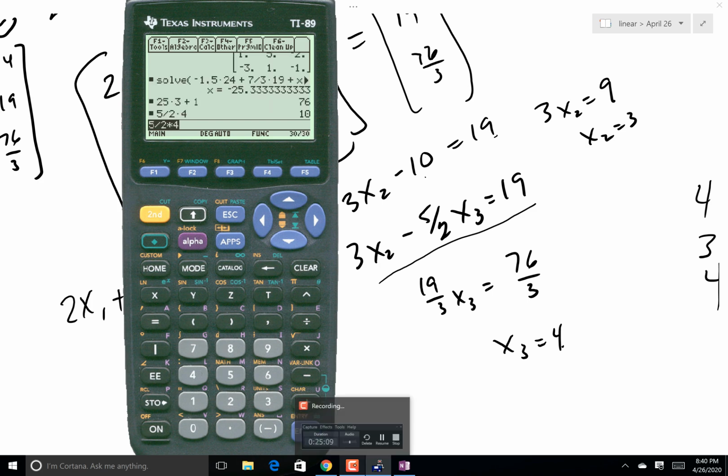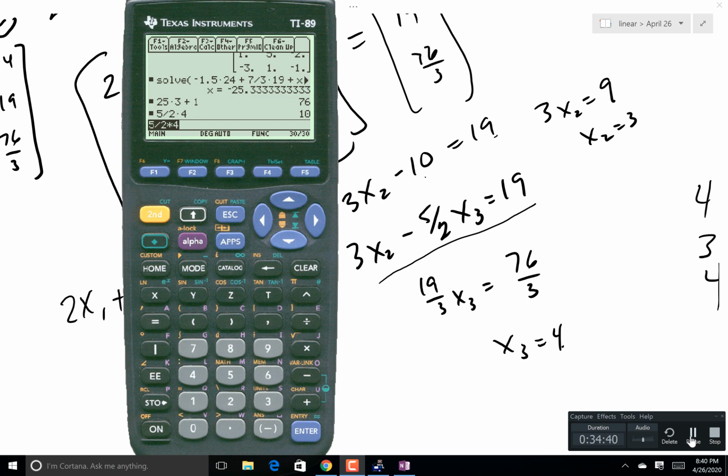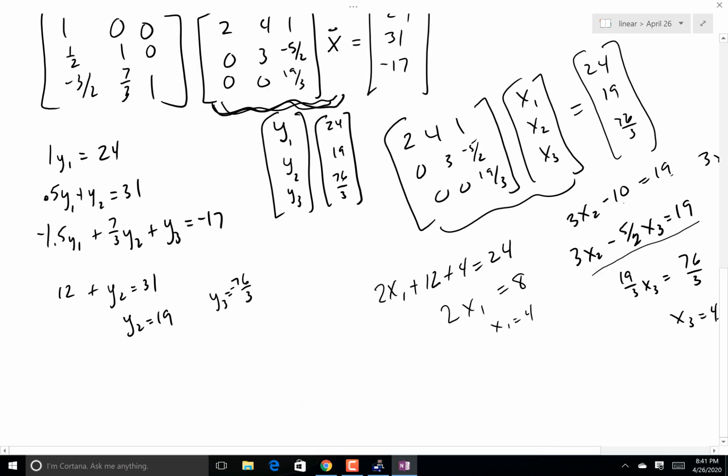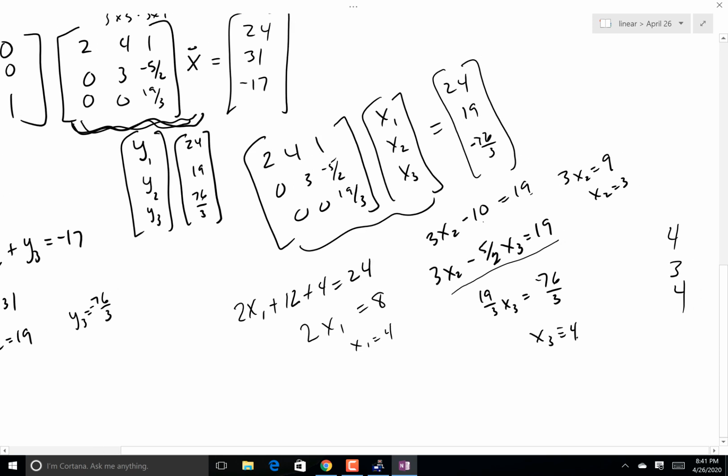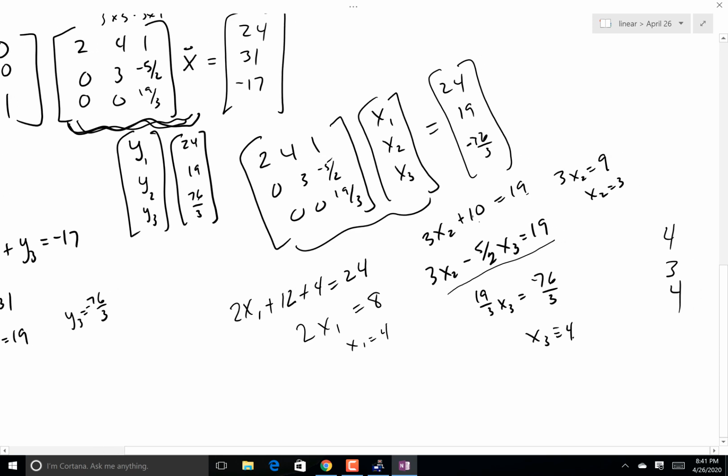It is 10. Let me pause you for a moment. Found it. This should have been negative 76 thirds, which makes this negative 4, which is the right answer that I was looking for, which makes this a positive 10, which gives me the 9, that x equals 3 that I wanted.